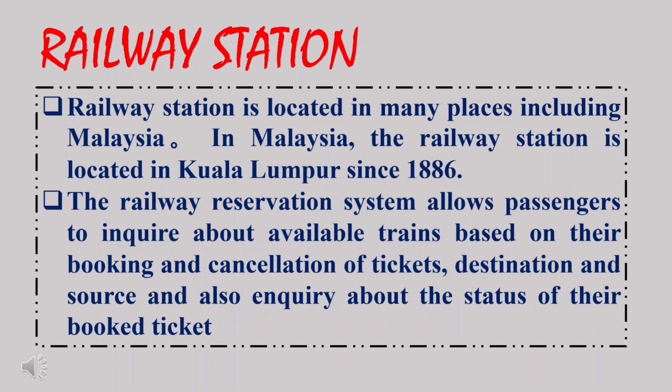The railway station is located in many places, including Malaysia. In Malaysia, the railway station has been located in Kuala Lumpur since 1886. The railway reservation system allows passengers to inquire about available trains based on their destination and source, to book and cancel tickets, and also to inquire about the status of their booked tickets.